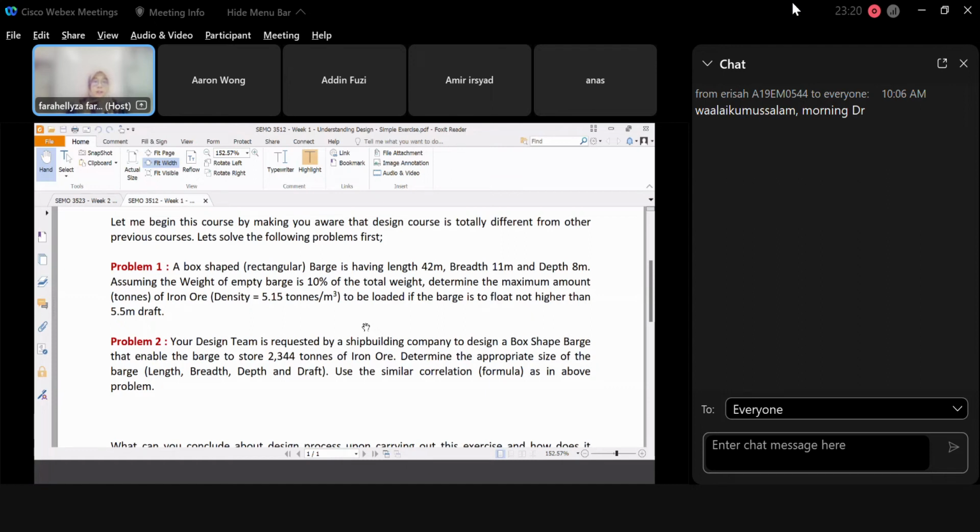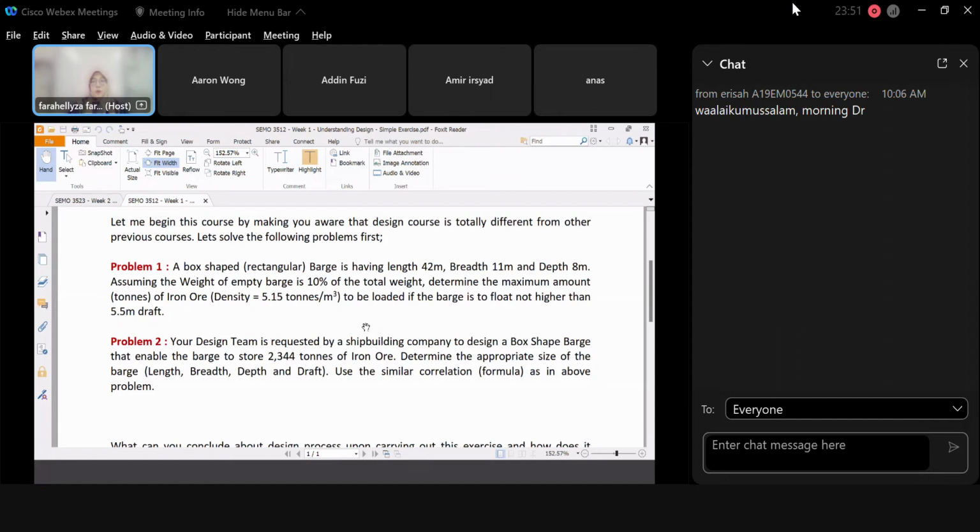So problem one says that a box shape barge having a length of 42 meters, breadth, depth, and so on. Then it says that assuming the weight of the empty barge is 10% of the total weight, to be the maximum amount, how many tons of iron ore. So now what you want to bring on board of the barge is iron ore, and that iron ore has a density of 5.15 tons per meter cube.